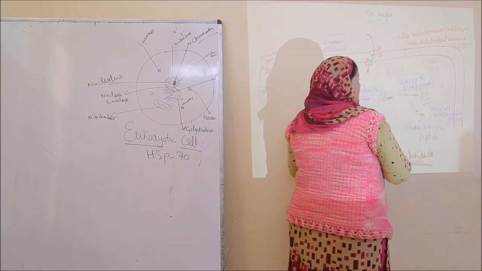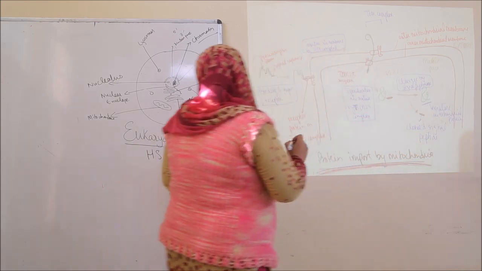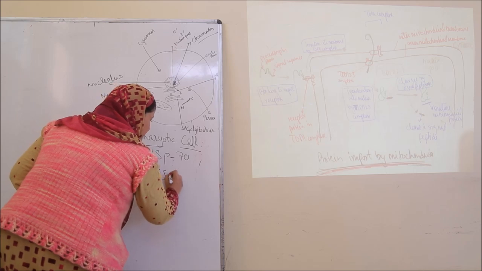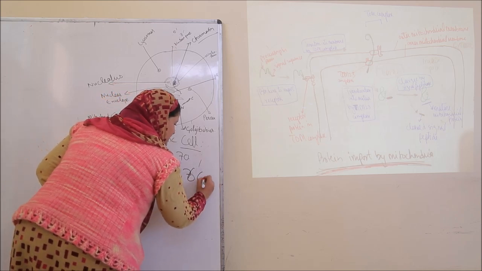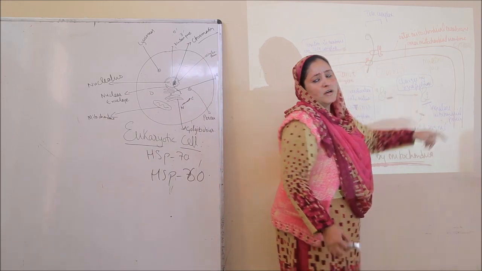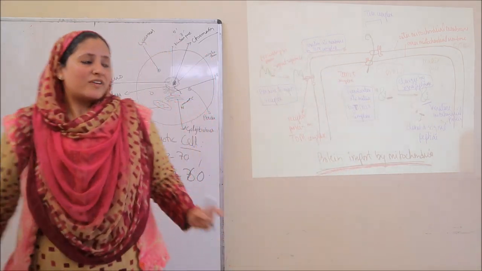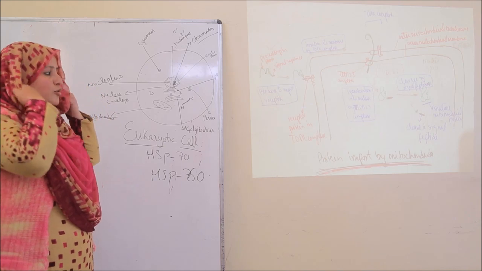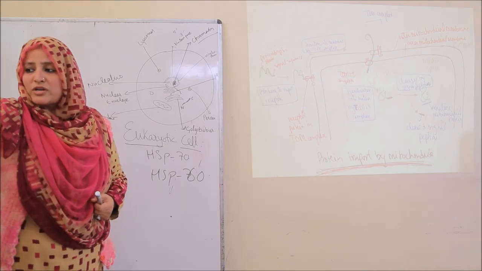Then another protein comes into action, which is called heat shock protein HSP60. HSP60 allows the proper folding of this protein inside the mitochondria. This was one example of how proteins are imported by the mitochondria.